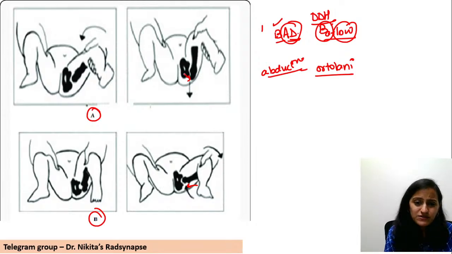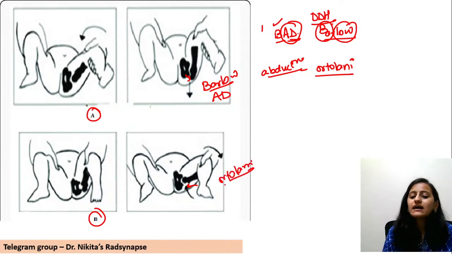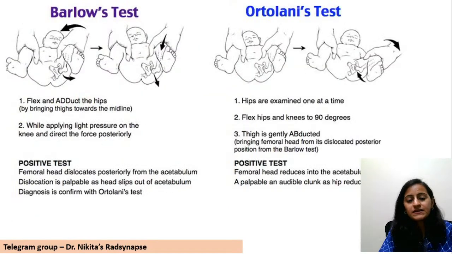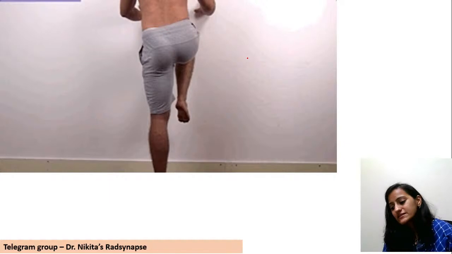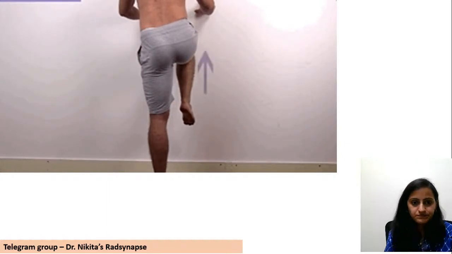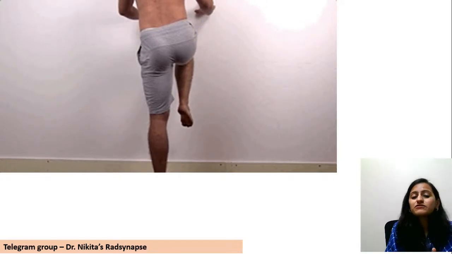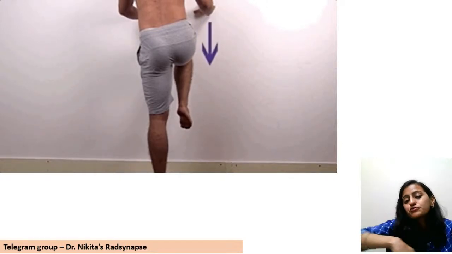So this one where you see it is getting dislocated, that is your Barlow's, and Barlow's is adduction. Okay, where it is getting relocated, andar lavni, Ortolani, abduction. So Barlow's and Ortolani's. These are the tests that are again mentioned here, the same thing for your reference. Next one, what is this test that is being shown here? The patient is standing on one leg and we are looking at the other side of the pelvis, whether it's going up or it's drooping down.